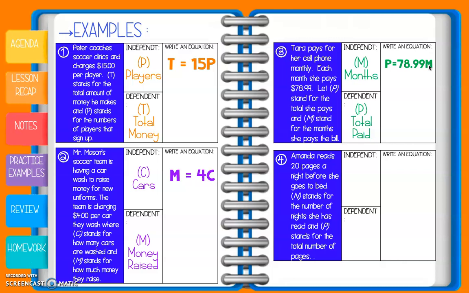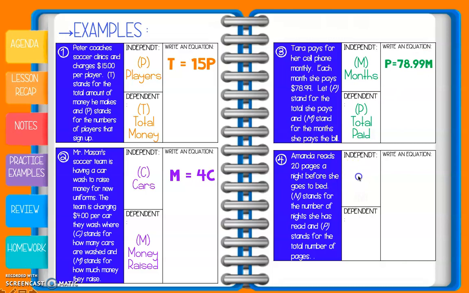Let's take a look at number 4. Number 4 says, Amanda reads 20 pages a night before she goes to bed, where N stands for the number of nights that she has read, and P stands for the total number of pages that she read. So if we're looking, the total amount of pages that she reads depends on how many nights that she read. If she only read 2 nights that week, she's not going to have read nearly as many pages as if she had read every night that week.